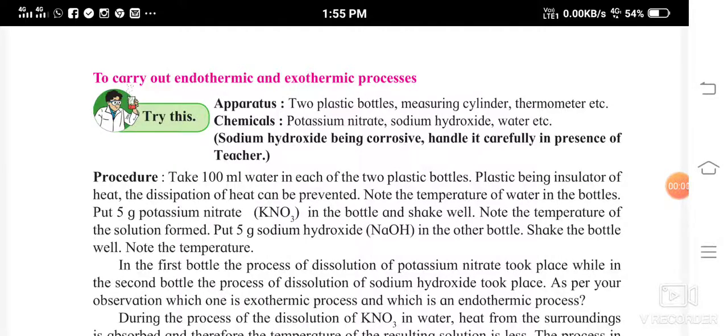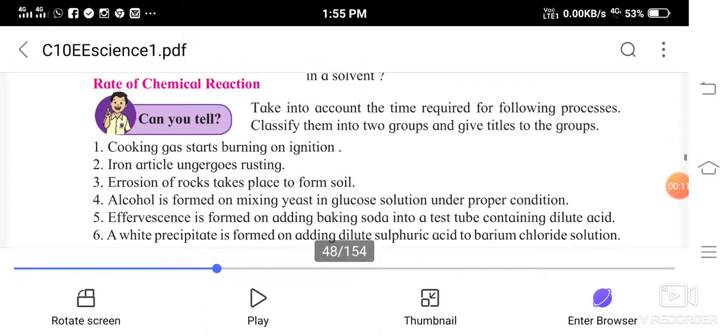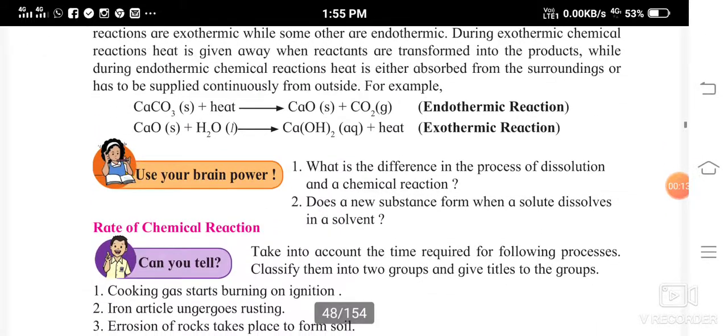Students, in the last video we studied exothermic and endothermic processes. I showed you some activities regarding this. Now let us start the rate of chemical reaction. But before that, use your brain power. What is the difference between the process of dissolution and a chemical reaction?